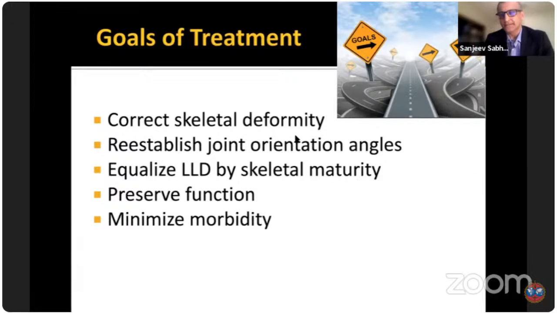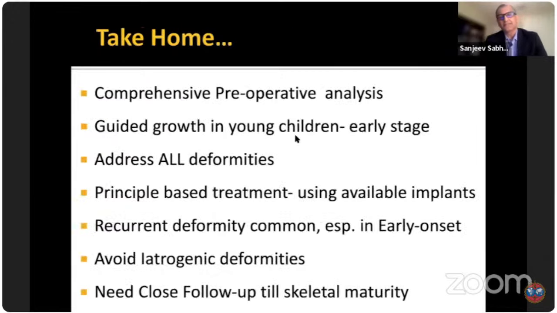I think what we've heard today is that the goals of treatment for Blount's are pretty straightforward. You want to correct the skeletal deformities where they are happening, reestablish joint orientation angles around the knee as close to normal values as possible, with a goal of equalizing leg lengths by skeletal maturity and preserving function and minimizing morbidity.